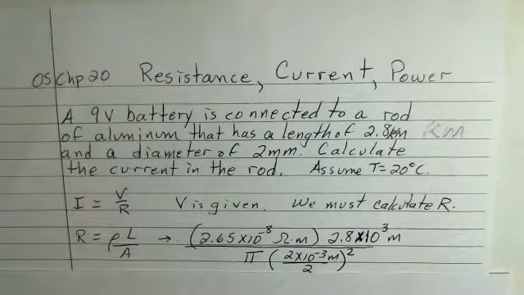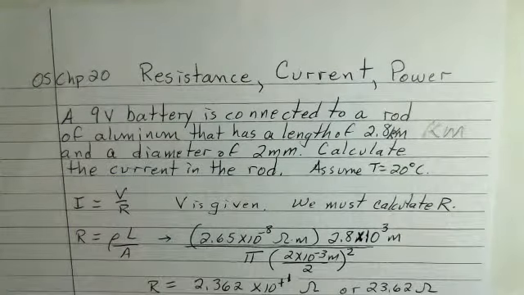And then we'll assume that we've got a cylinder here. The cross-sectional area is a circle, pi r squared. So we have a radius that is the diameter divided by 2. We had 2 millimeters, that's 2 times 10 to the minus 3, we divide by 2 and then we square that value. So we have a resistance of 2.362 times 10 to the first power, 23.62 ohms. We can go ahead and calculate the current in this rod, 9 volts divided by 23.62, and we have 0.381 amps for the value of the current.